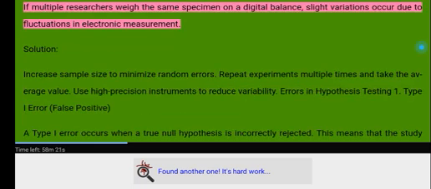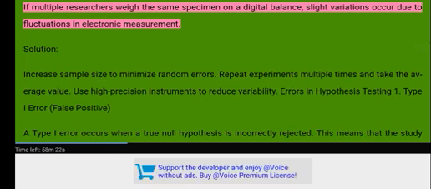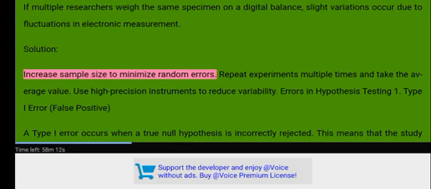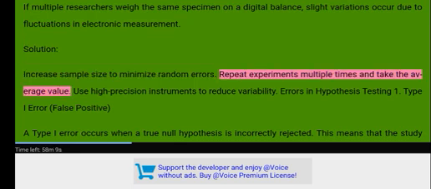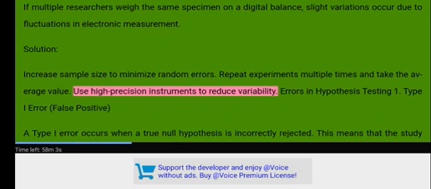Example of random error. If multiple researchers weigh the same specimen on a digital balance, slight variations occur due to fluctuations in electronic measurement. Solution. Increase sample size to minimize random errors. Repeat experiments multiple times and take the average value. Use high-precision instruments to reduce variability.